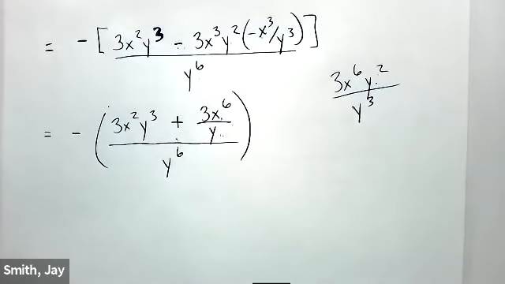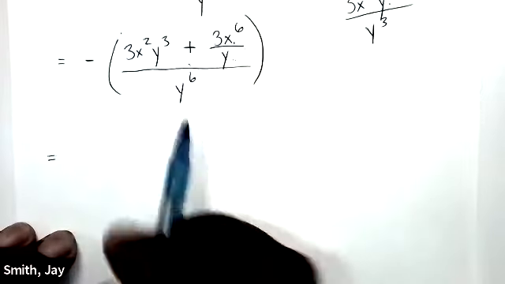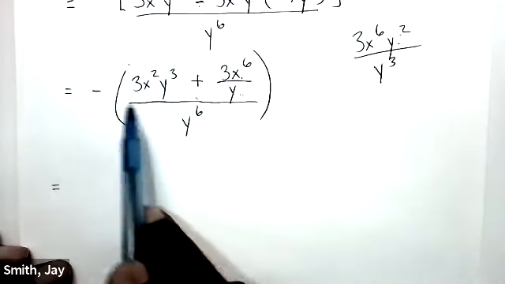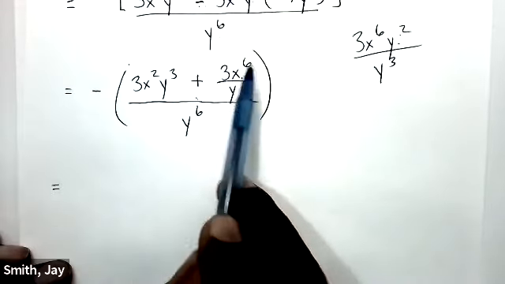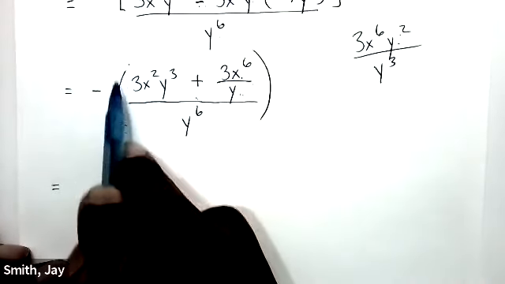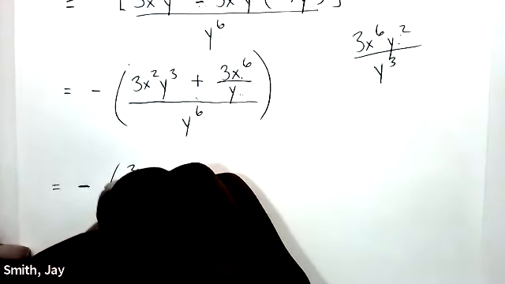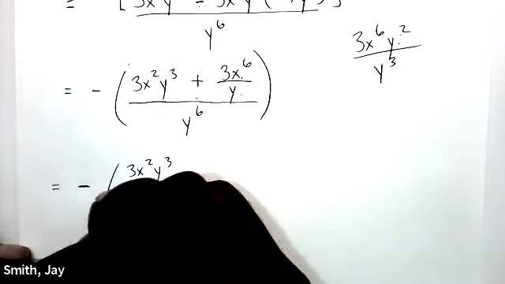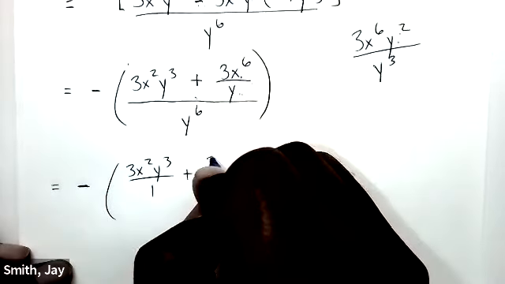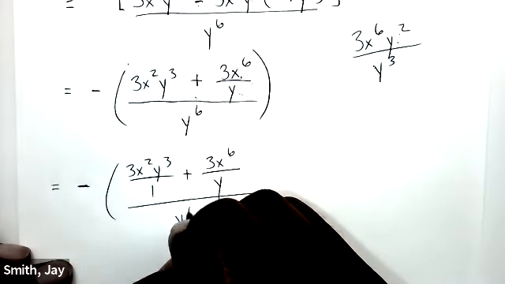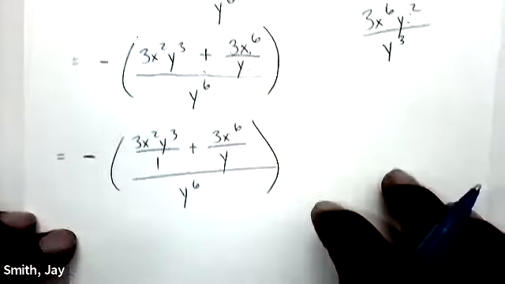All right, so still simplifying using our algebra. The way that I choose to look at this, we have a whole number, 3x squared y cubed, plus a fraction, 3x to the 6 over y. We can easily turn this whole number into a fraction by putting it over 1. So now we have 3x squared y cubed over 1 plus 3x to the 6 over y. All of this is still being divided by y to the 6.